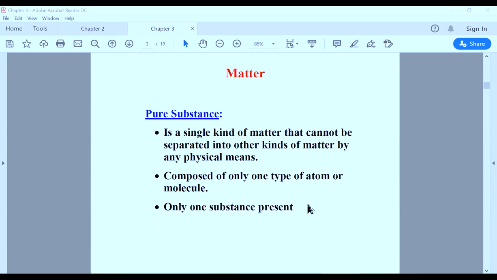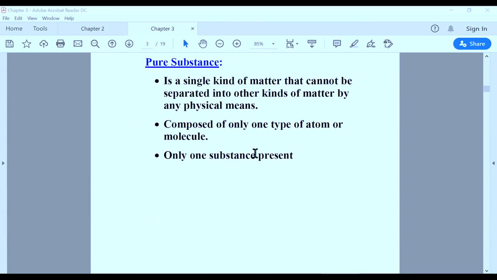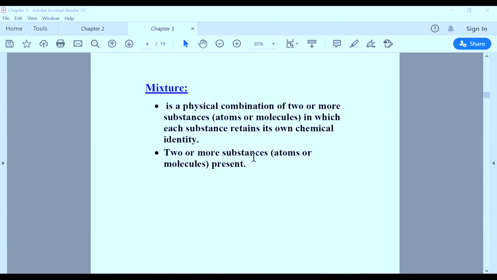Now, when we talk about matter, you can have a pure substance. I'm never going to ask the definition. That's composed of either one type of atom or molecule, and only one substance is present, and it cannot be separated into any other kinds of matter by physical means, not chemical, physical means. I won't ask that ever on a test.